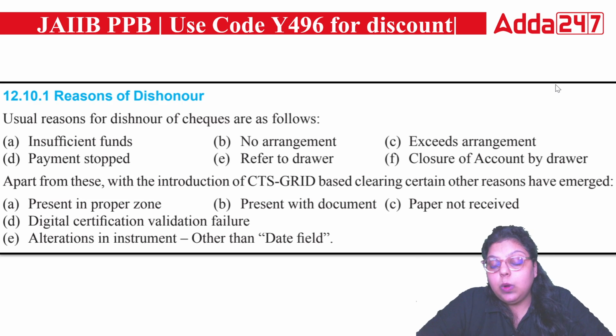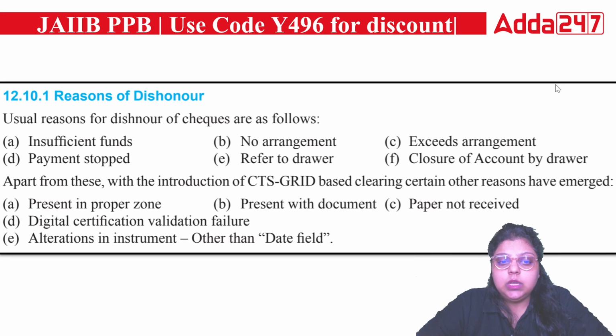The second case is no arrangement, exceeds arrangement, payment is stopped, refer to drawer, closure of the account by the drawer. If any of these instructions have been given, in that case the check will be returned unpaid to the drawer, and that is known as dishonor.